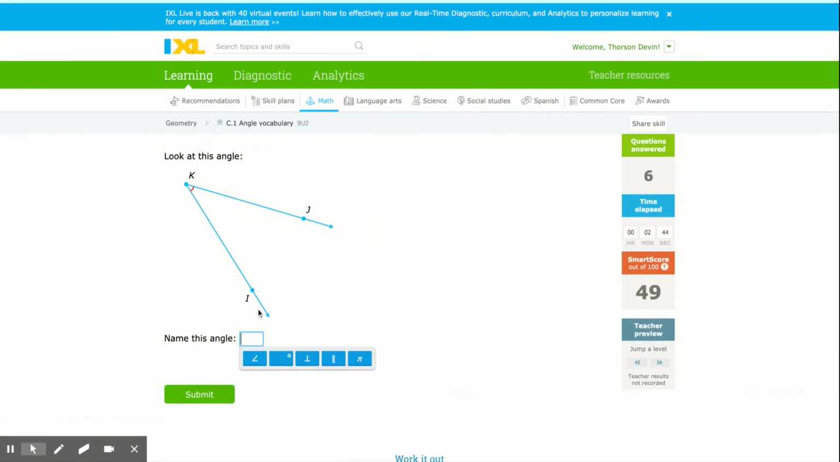Again, name this angle. It doesn't matter if I go IKJ or JKI. Just don't do K first or last. So I'm just going to do I. Oops, I almost forgot the little angle symbol. Make sure you use the angle symbol saying we're talking about an angle. It goes from I to vertex K out through J. That's kind of the way to say it: it comes in through I, bends at K, and goes out through J.